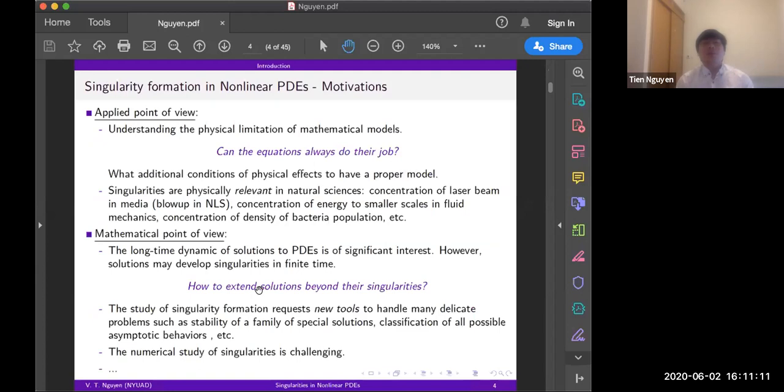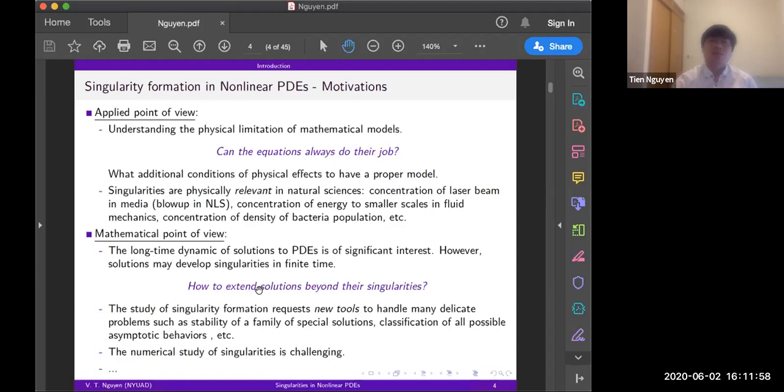So first of all, let me start with some motivation for why singularity formation is important in our community. From the applied point of view, we know that studying singularity formation is very important for understanding the physical limitation of the mathematical model. The basic question is whether the equation can only do its job in some regimes, or whether the equation always works. When we know precisely the singularity formation, we will know what additional condition or physical effect needs to be taken into account to have a proper model.